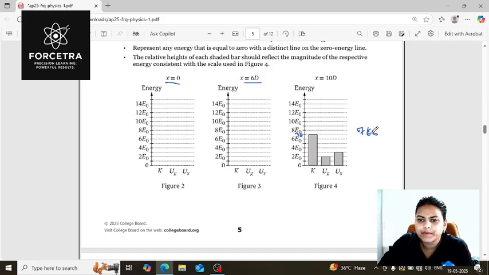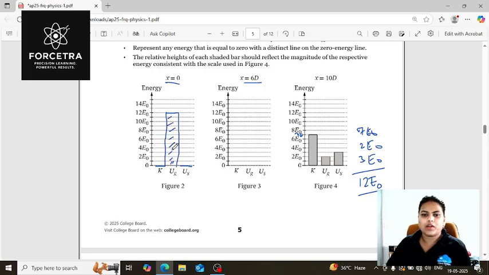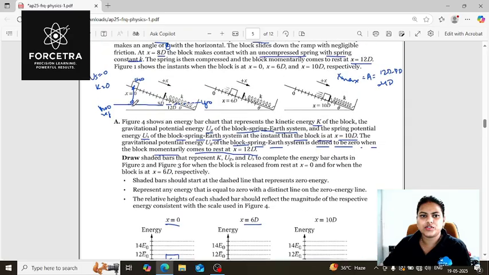is 7e naught, and this is 2e naught, and this is 3e naught. So the sum of all this is 12e naught. So this is the potential energy at this point. At rest, K is 0 and spring potential energy is 0. Only the 12e naught. So this is the bar graph for the potential energy of the block-spring-Earth system at x equals 0.